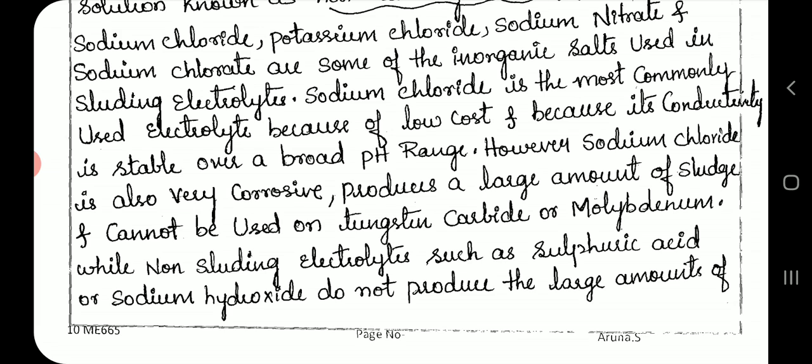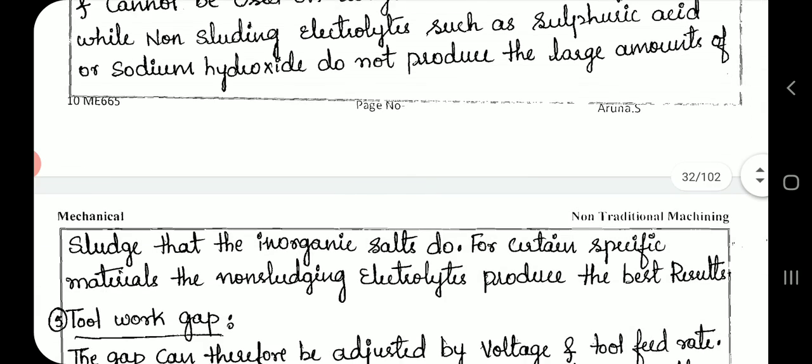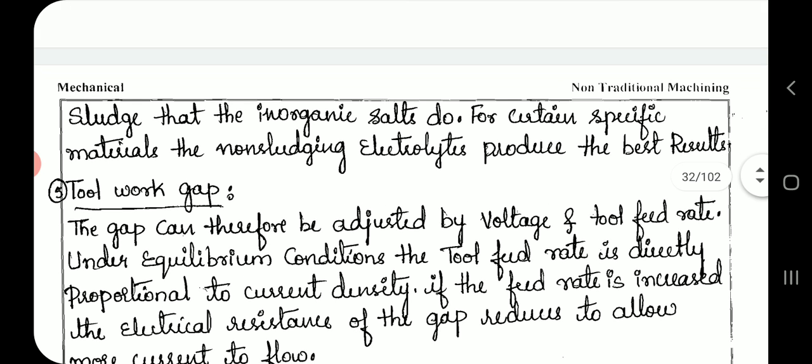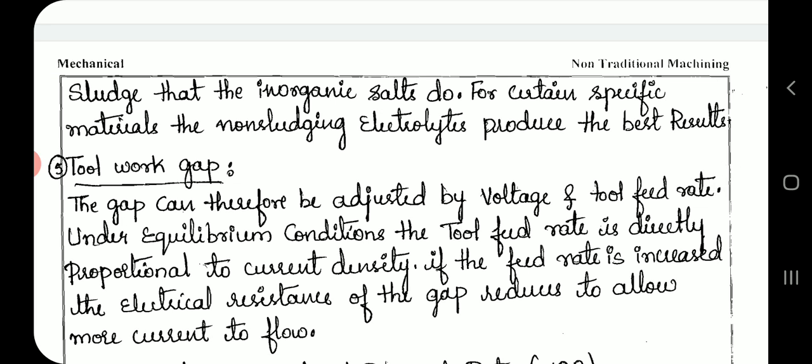Sodium chloride is the most commonly used electrolyte because of low cost and because its conductivity is stable over a broad pH range. However, sodium chloride is also very corrosive, produces a large amount of sludge and cannot be used on tungsten carbide or molybdenum, while non-sludging electrolytes such as sulfuric acid or sodium hydroxide do not produce the large amounts of sludge that the inorganic salts do. For certain specific materials, the non-sludging electrolytes produce the best results.